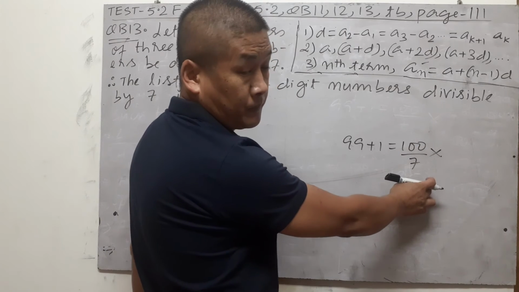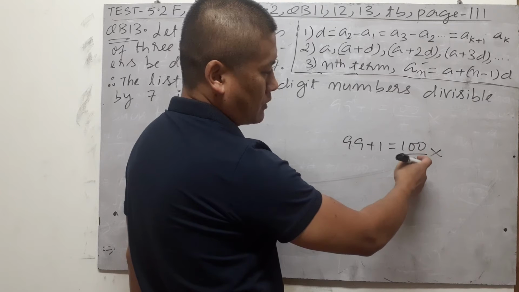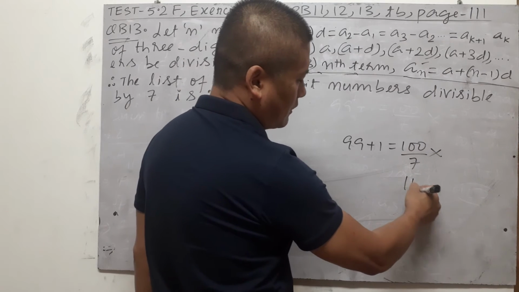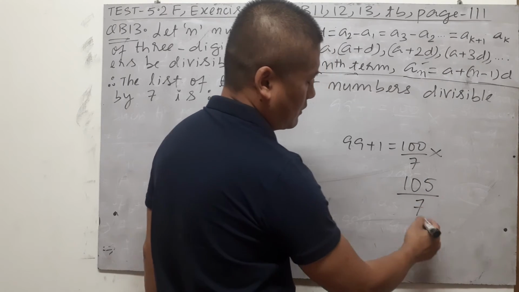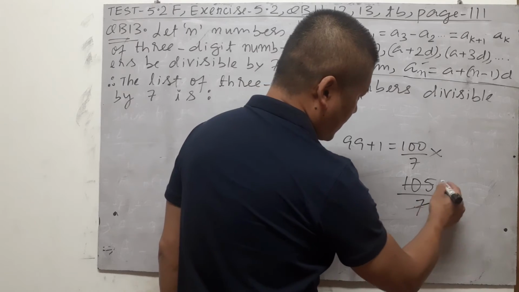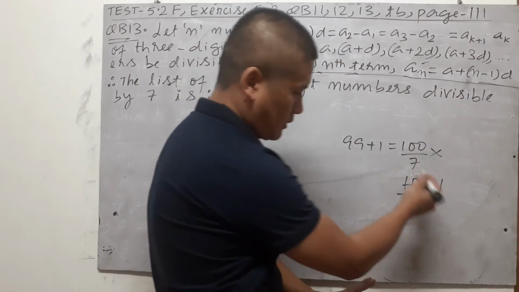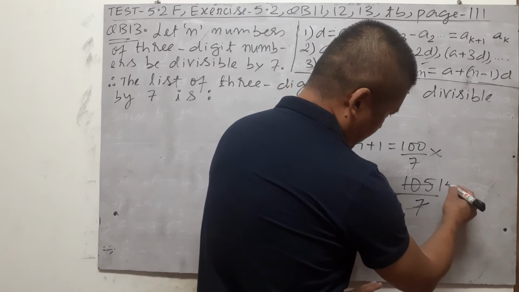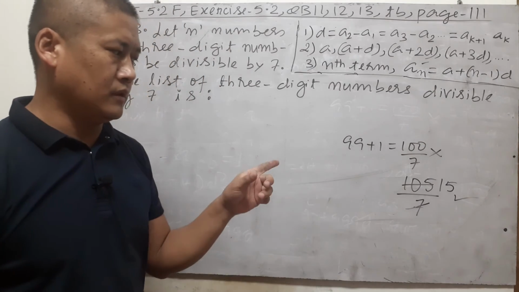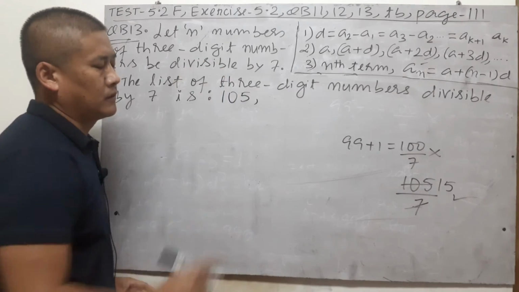101 also doesn't go, 102 also doesn't go, 103 also doesn't go, 104 doesn't go. 105 is the first one divisible by 7. 7 ones are 7, 10, remainder 3, 3 goes to the left side of 5, then 35, 7 fives. So the smallest 3-digit number divisible by 7 is 105. So you write that.